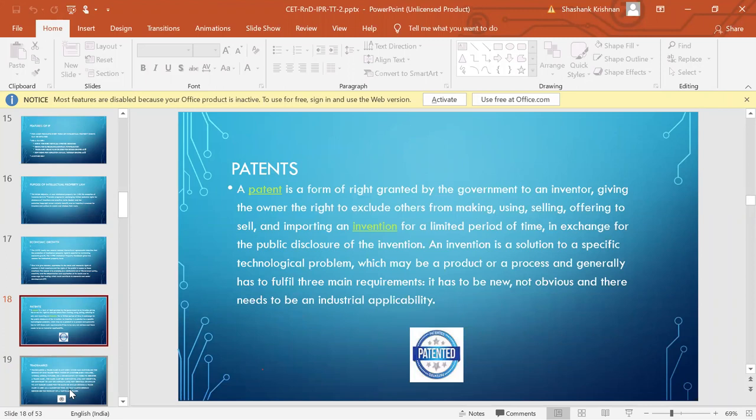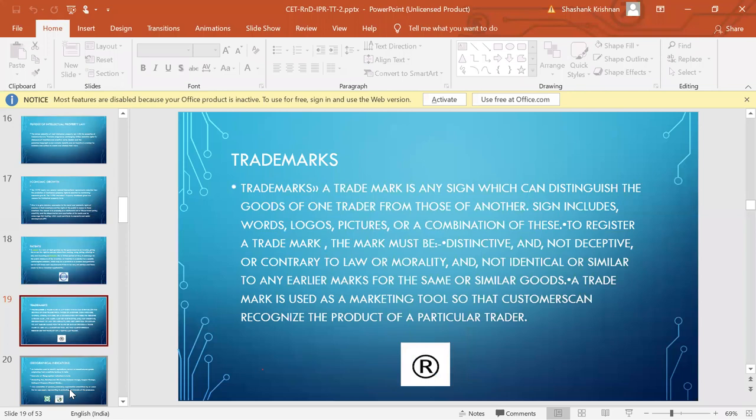So as you all know, patent essentially is one of the major IPs in the entire stream of things, and it encompasses primarily an invention. We'll go to the details of this a little later. The other form of IP is a trademark.